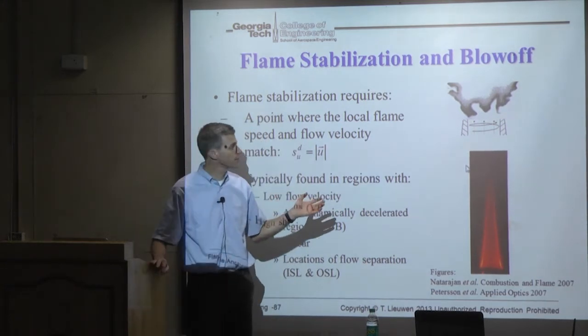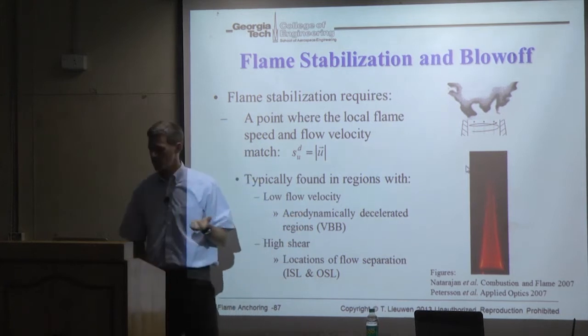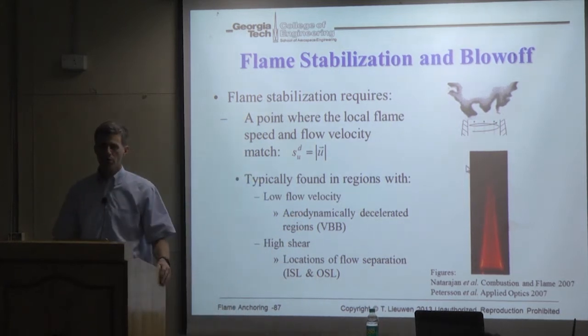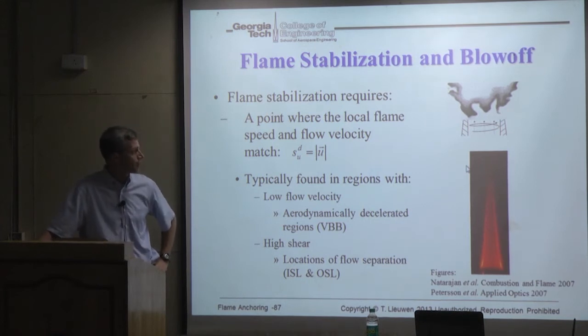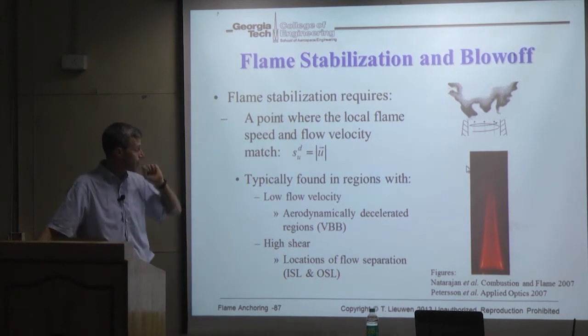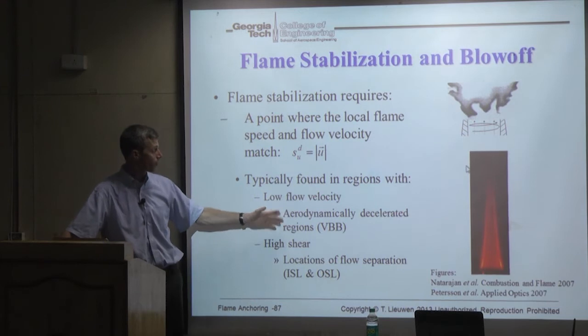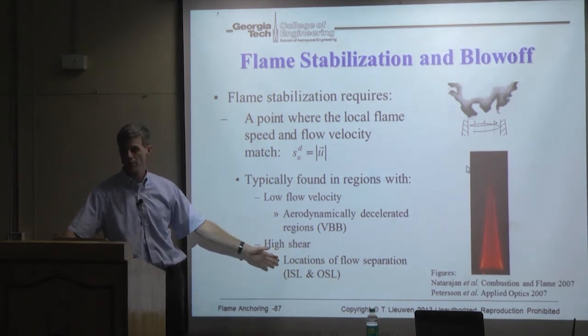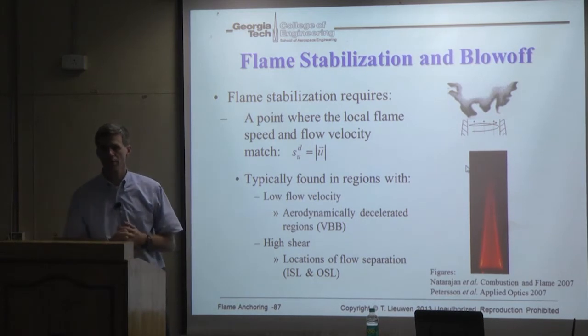And you find these types, in order to get that rapid deceleration, oftentimes you invoke swirl on the flow, which is where, in swirling flows, you can oftentimes find aerodynamically stabilized flames. The other point where you also get low flow velocity is in regions of high shear, right? So this is what I would refer to as a shear layer stabilized flame.